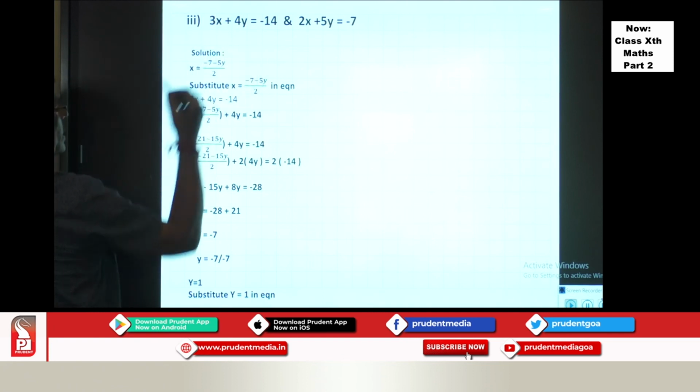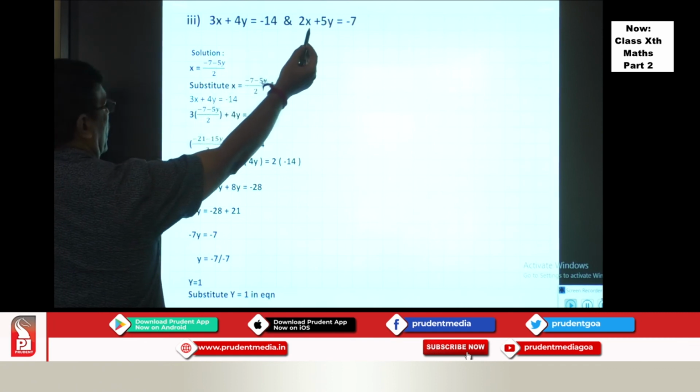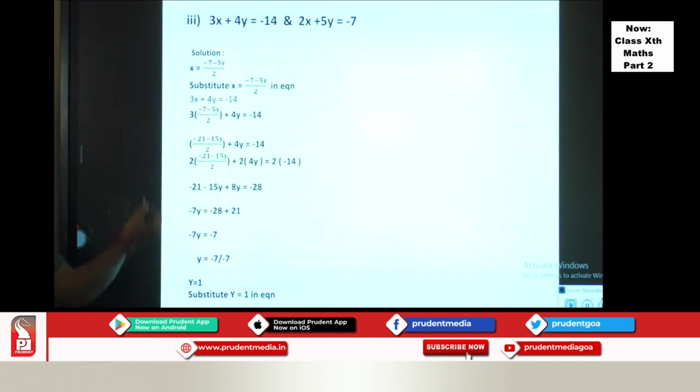Now, look at that very carefully. Here I have shifted my plus 5y on the right hand side. So, what I am getting is minus 7 minus 5y, and then I have shifted the coefficient on the right hand side. The coefficient of x is 2. So, I am getting x is equal to minus 7 minus 5y upon 2. Now, substitute that value in the first equation. I have taken first equation 3x plus 4y is equal to minus 14. Now, 3 bracket value of x is minus 7 minus 5y upon 2 plus 4y is equal to minus 14. Dear student, note that here now many minus signs have come into the picture.